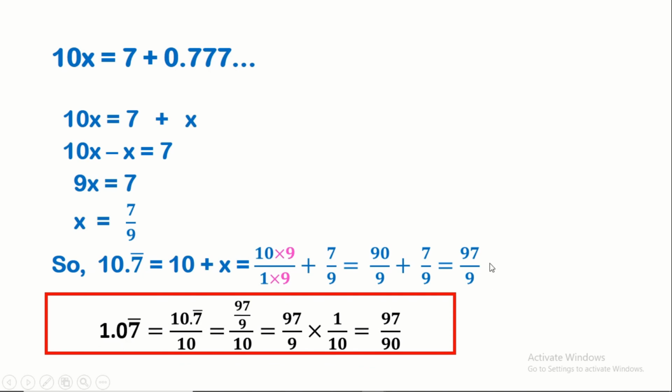Now we just divide our answer 97 over 9 by 10. So here, divided by becomes times. Here 10 is 10 over 1. We reverse the second fraction to become 1 over 10. Sure, the first fraction 97 over 9, we copy it the same. Now we just multiply numerator by numerator and denominator by denominator to get 97 times 1, which is 97, over 9 times 10, which is 90.